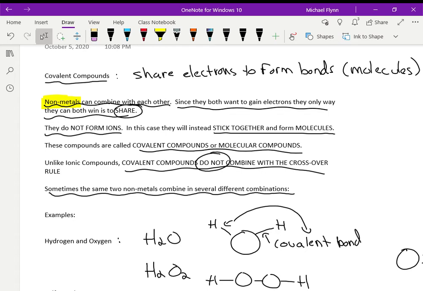Okay, so the key is they do not form ions. Okay, they do not form ions. Instead, they stick together to form molecules. So sometimes we call covalent compounds, which are made up of only nonmetals.